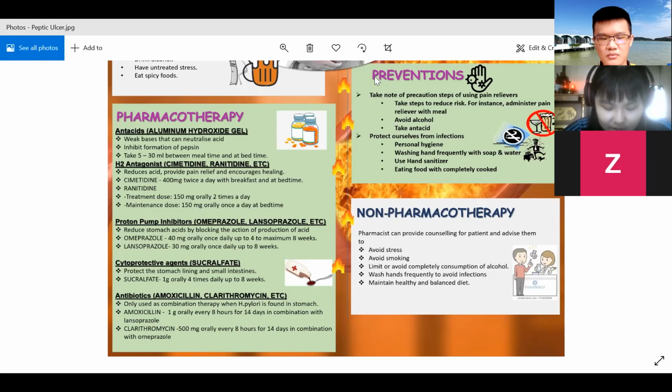absorbed and transported to the parietal cells, and it will irreversibly bind and inhibit parietal cells' HK-ATPase, and it will reduce the secretion of hydrochloric acid in the parietal cells in the stomach, and it will treat the peptic ulcer. The common side effects found in the proton pump inhibitors are diarrhea, headache, nausea, vomiting, fractures, kidney disease, etc.